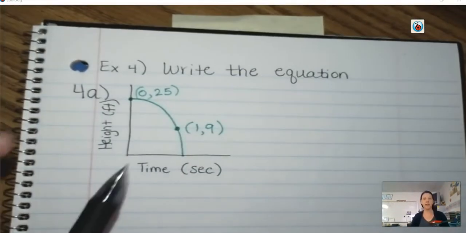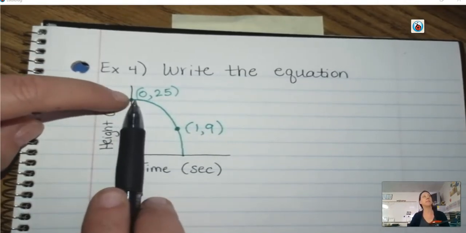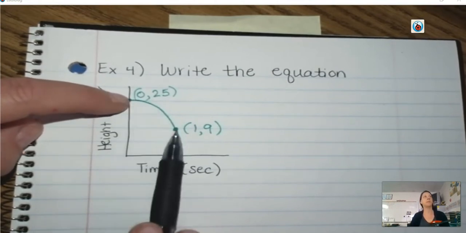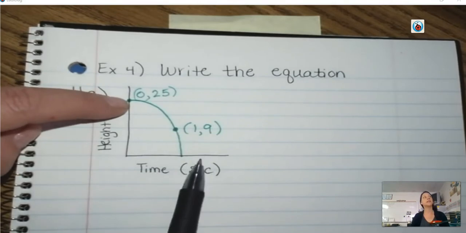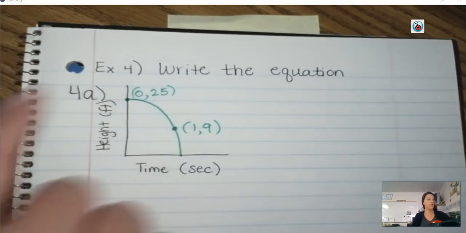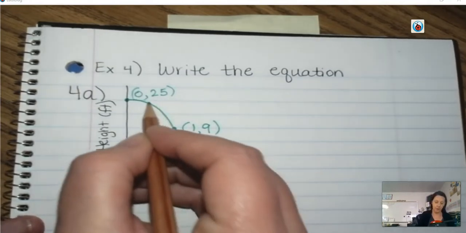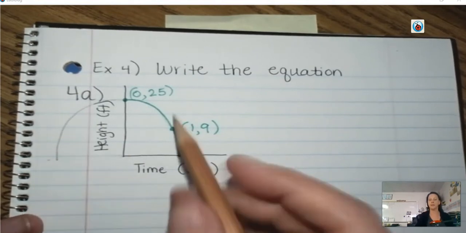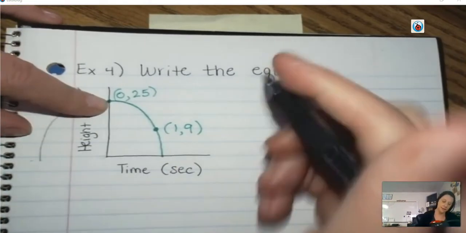Okay, so we have a painter on top of the house. So at 0 seconds, he's holding onto that paintbrush. It's 25 feet above the ground. The paintbrush drops. At 1 second, it's now 9 feet above the ground. And then at some point, it's going to hit the ground. So it's asking for the equation. So hopefully you can notice that this is half of a parabola. So if you imagine that parabola just continues this way, obviously we're not going to go into negative seconds. That wouldn't make sense. But you'll notice that the 0, 25, that is your vertex.